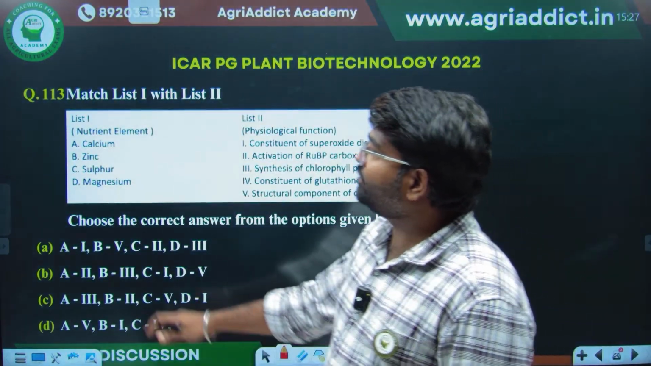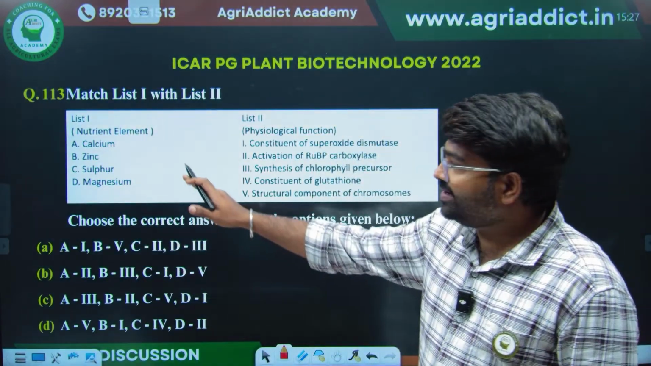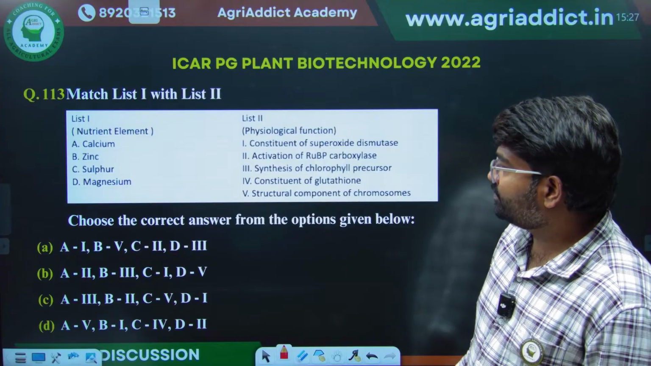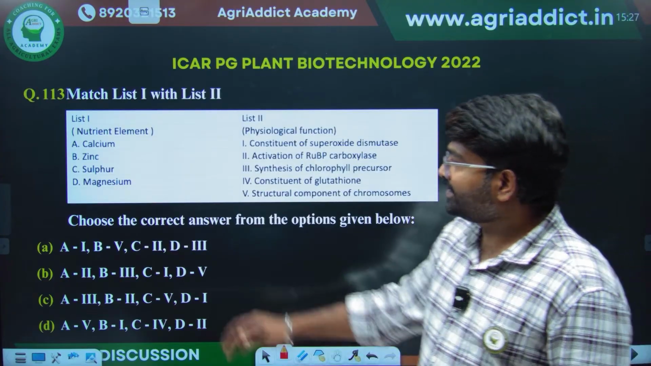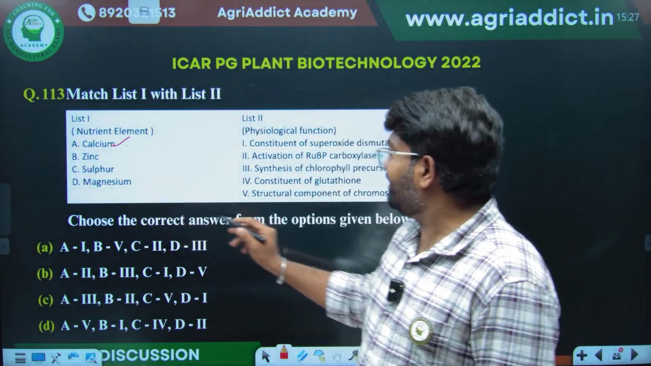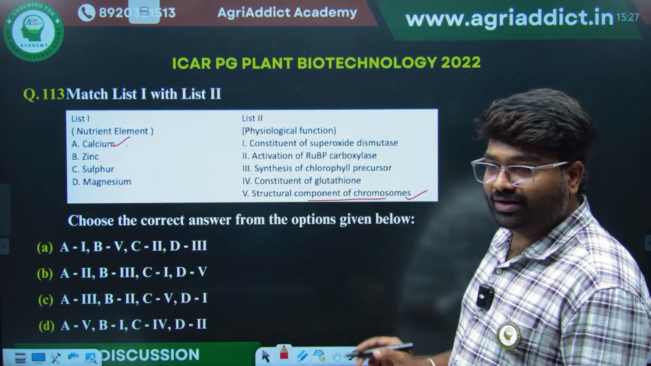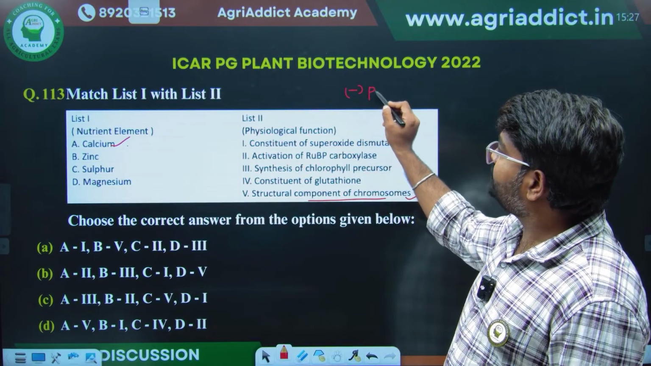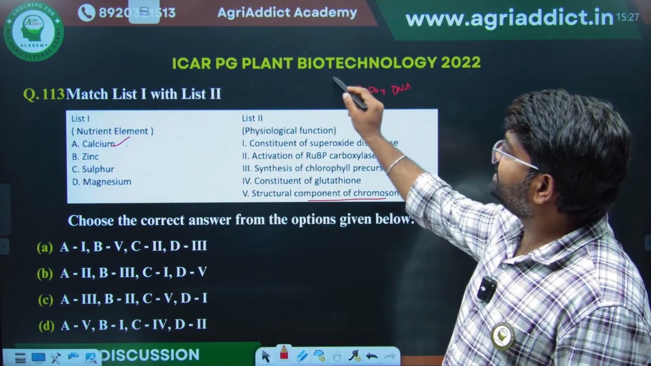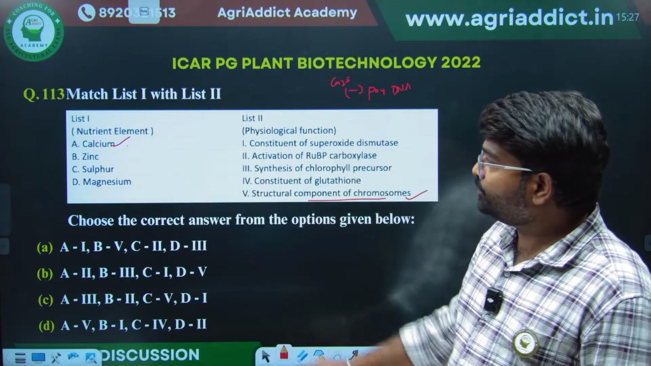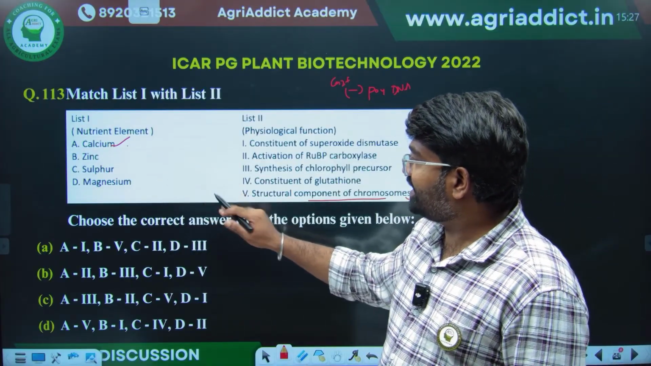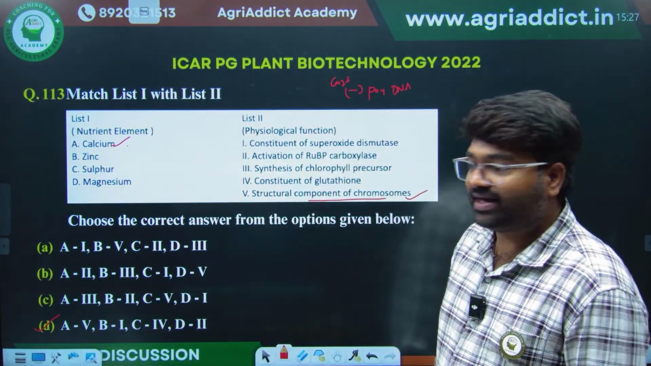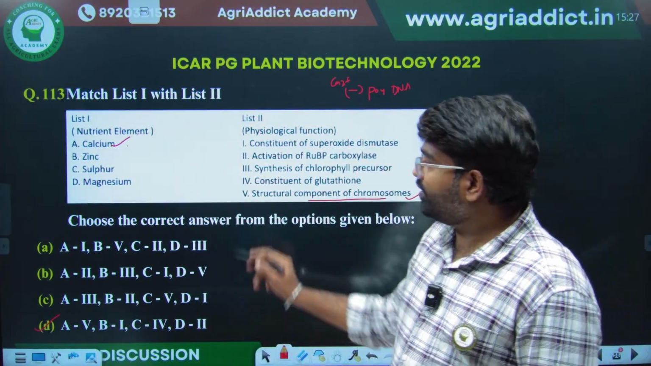Another important question from mineral nutrition. They have given the different mineral elements. We have to match them with the physiological functions. Calcium, yes, we know this is particularly involved in chromosomal components, because negative charge will be there in the phosphate group of DNA. This can chelate, this will bind with the calcium. So first we'll have option 5. So for A, only one option is coming, 5.